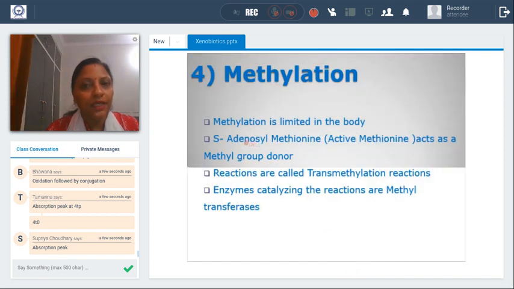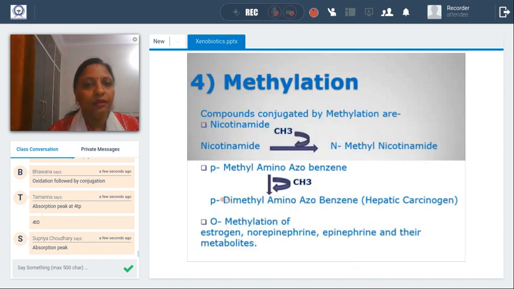Methylation. Methylation is limited in the body, and here SAM, S-adenosyl methionine, the active methionine, acts as the methyl group donor. The enzyme is methyl transferase. You can see here the addition of a methyl group.